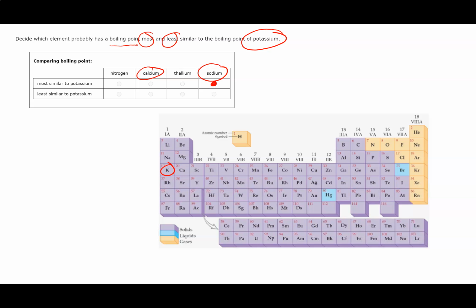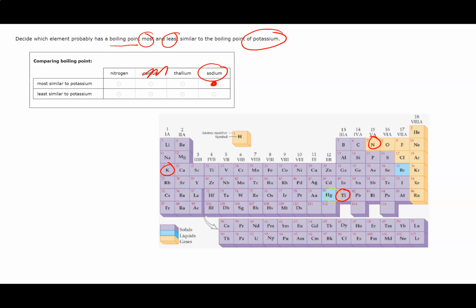Okay, so now we have to decide the one that has the boiling point that is least like that of potassium. So we want the things that are a long way from potassium. Now we know it's not going to be calcium because calcium is touching potassium. So is it going to be nitrogen way over here, or is it going to be thallium down there? A couple of ways of looking at this: is one further than the other? And certainly nitrogen is more spaces away than thallium.